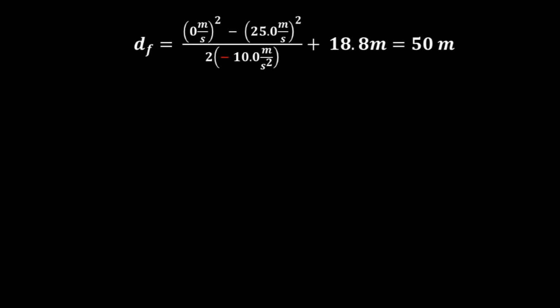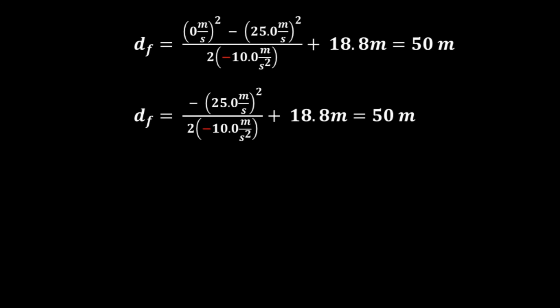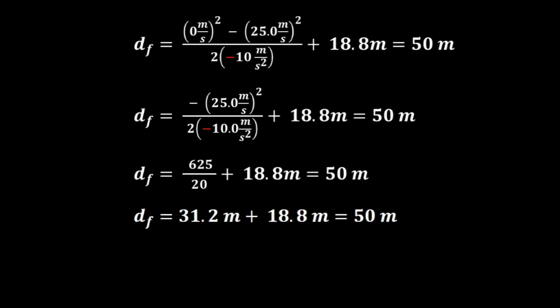So wait a second. You're decelerating. You're going 18.8 meters before you even decelerate. And something doesn't make any sense here. Well, the idea is that you're going to go boom. So it's going to be 625 over 20 plus 18.8 equals 50 meters. So do the math. The math doesn't lie.